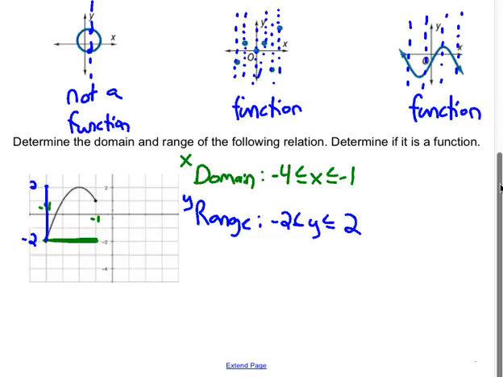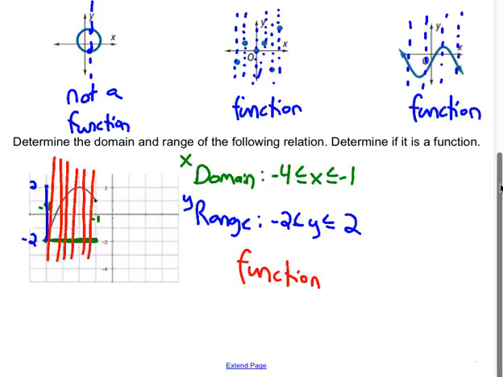And then finally, is this thing representing a function or not? If I draw vertical lines, I can never get it to touch more than once. Every vertical line I put touches exactly once. Therefore, this thing is going to be a function.